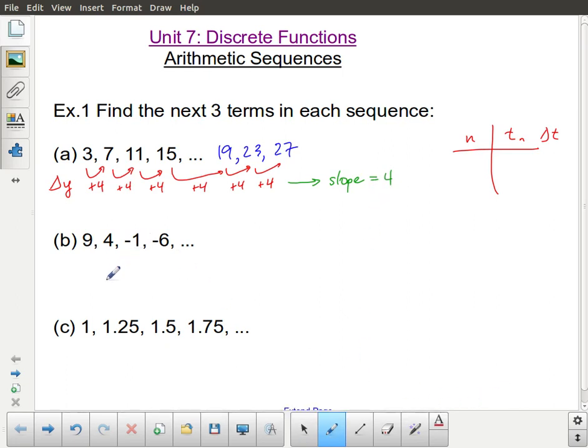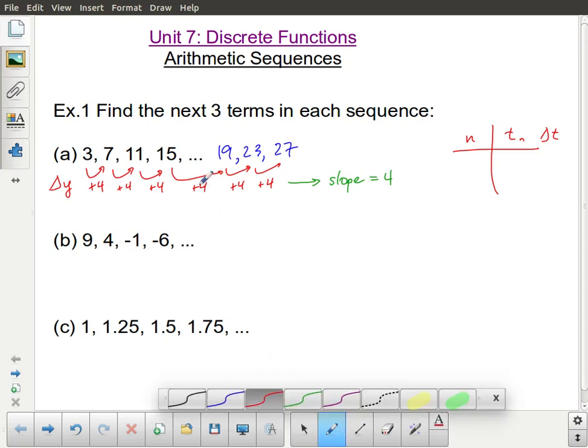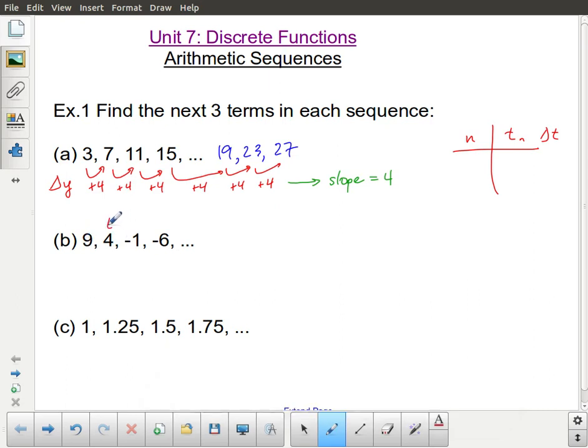Okay, so let's take a look at this next one. Once again, right out of the gate, let's look at the first differences. So remember, first differences is always the second term minus the first term. So if we think of this as T2 and T1, it would be T2 minus T1, or from a common sense point of view, I'm subtracting 5. 4 minus 9 is negative 5. Negative 1 minus 4 is negative 5. So if I keep subtracting 5, I end up at negative 11.